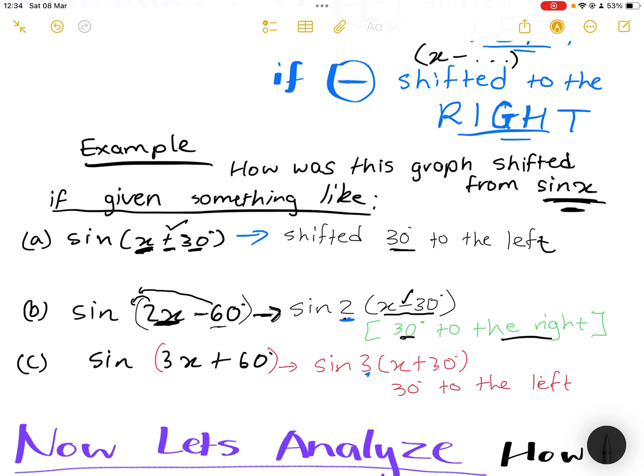We have the same problem at C, because now you have 3x plus 60. We are not shifting 3x, we are shifting x only. So you must take out the common factor of 3. If you take out the common factor of 3, the 3 will come out, and then the 60.